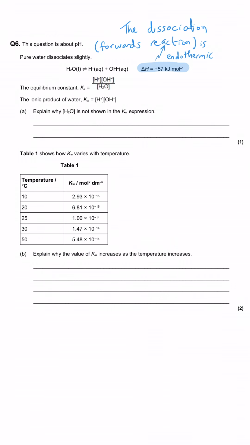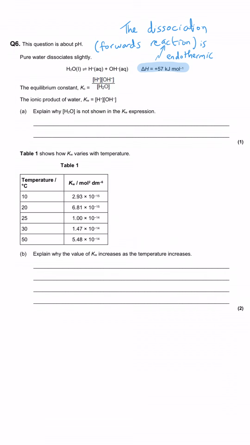Pure water dissociates slightly, as shown by this equilibrium. We've got water on the left, then the reversible reaction symbol, and then hydrogen ions and hydroxide ions on the right-hand side. We've got the enthalpy change symbol showing us it is positive, so endothermic.